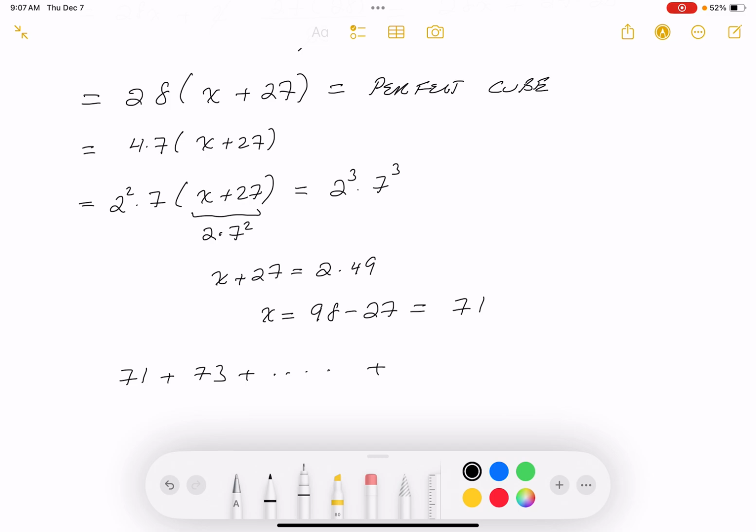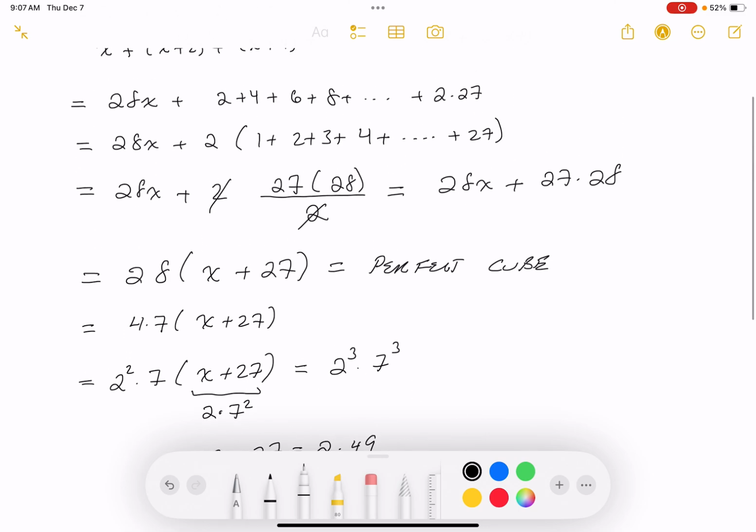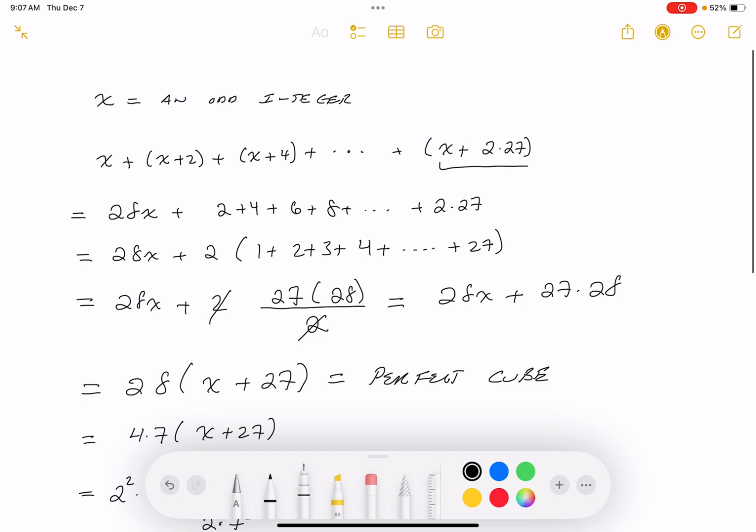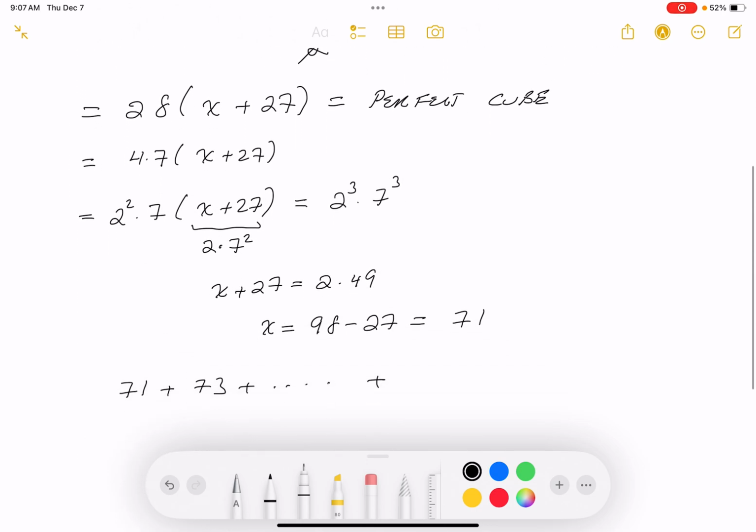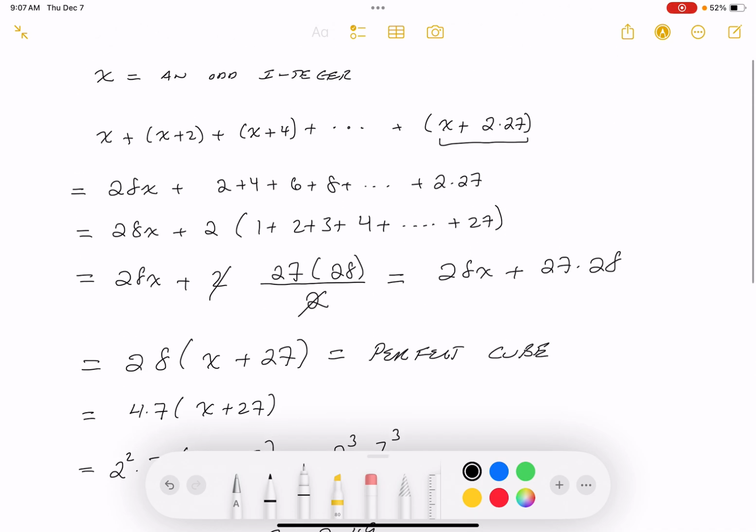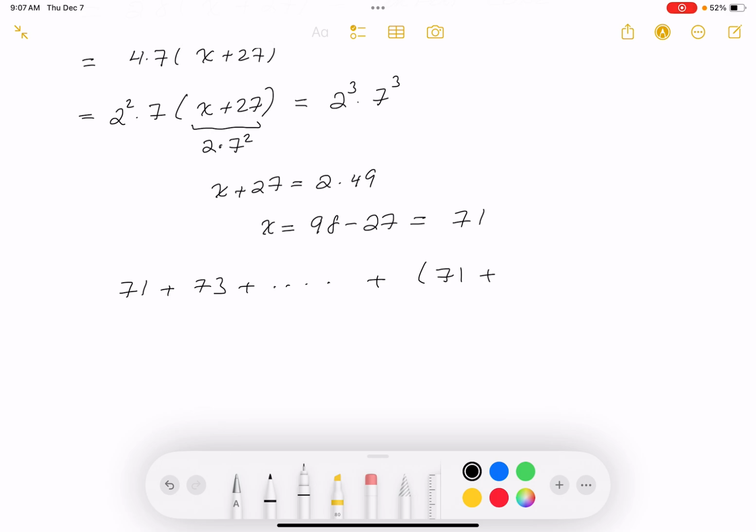Now I want to get to the last one. Let's go back up here. What's the last one going to be? It's going to be this one over here. Dot, dot, dot. It's going to be 71, which is x, plus 2 times 27. Well, 2 times 27 is 54. And this is the last one. This is the first one, and this is the last one. Let's take a look at that. 71 plus 54. Let's write this down. I don't want to make a mistake, right? That's going to be 125.